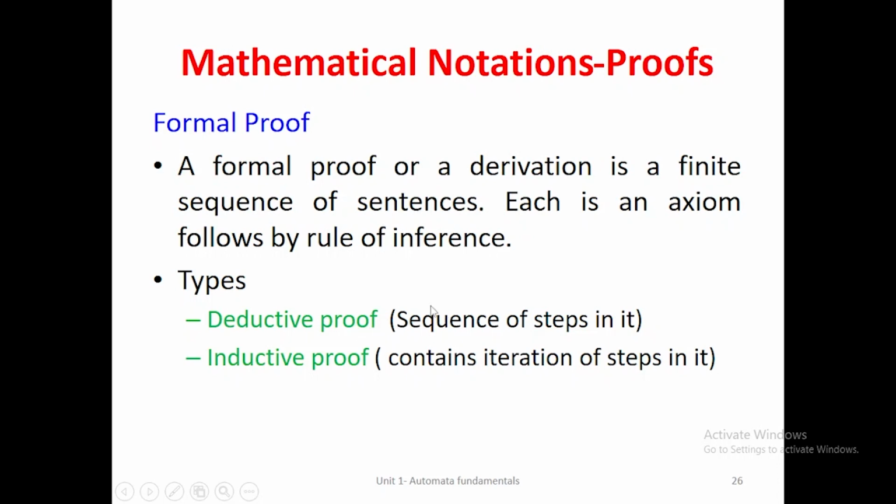The same set of sequence of steps, implemented in an iteration, is called an inductive proof. So proof contains two major categories: deductive proof and inductive proof. If only a sequence of steps is available, it will be solved as a deductive proof. If it contains some iterations, it will be called an inductive proof.